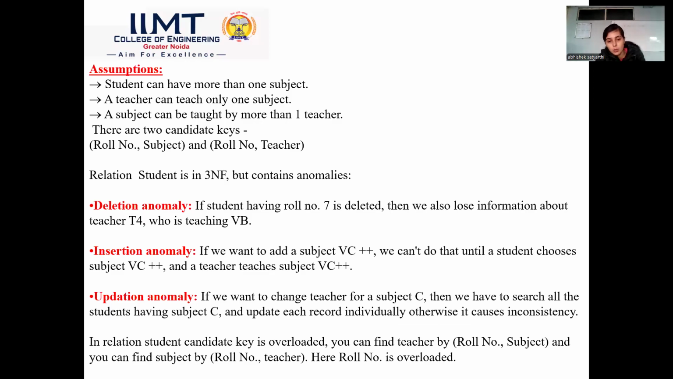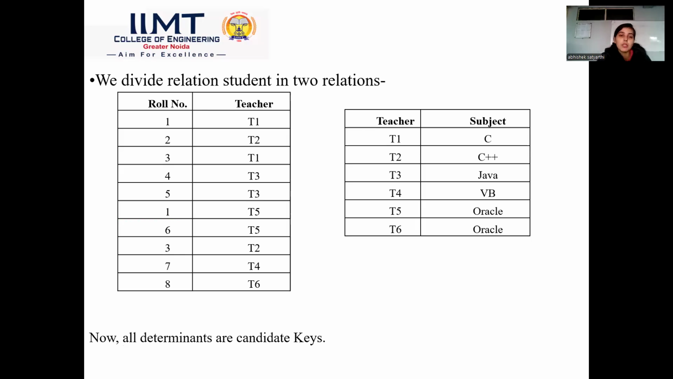So in the relation student, the candidate key is overloaded. You have to find the teacher by roll number and subject, and also by roll number and teacher. So here the roll number is overloaded. So what we do is divide the relation into two. The first is roll number to teacher and the second relation is teacher to subject. Now all the determinants are candidate keys and we can say that the given relation is now in BCNF.